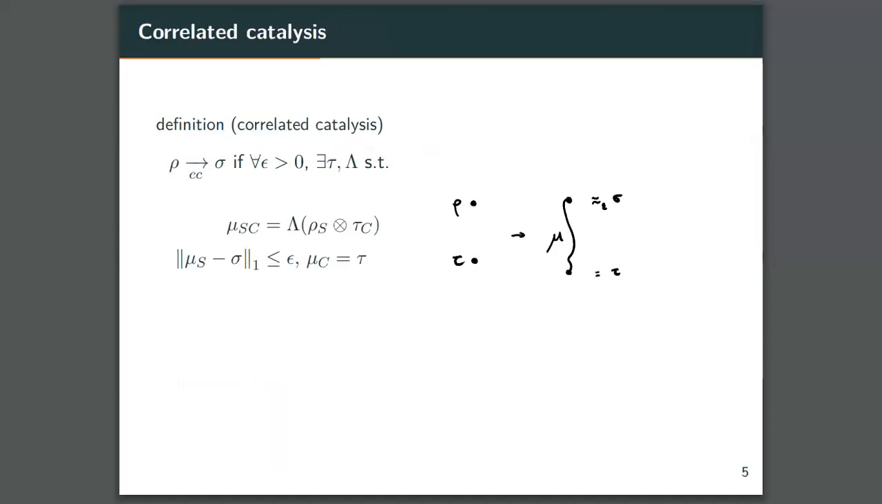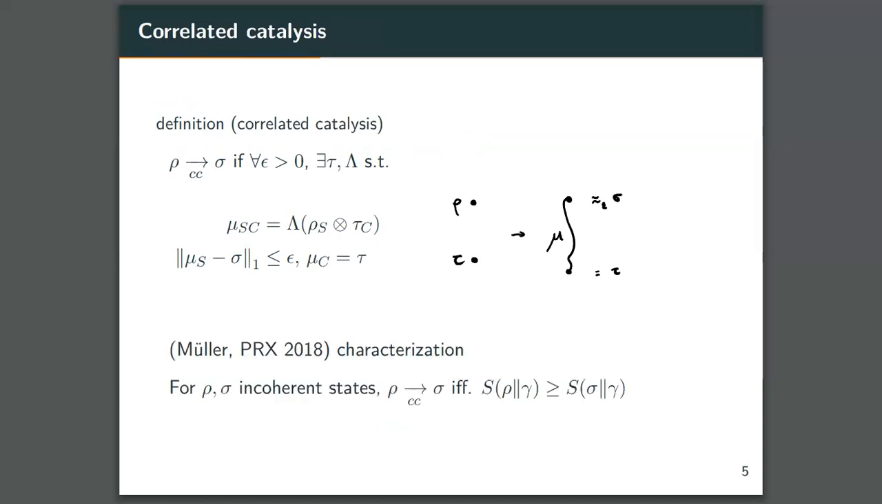Well, not really, because if you are happy with relaxing some conditions, if you don't require exact catalysis but allow some correlations in the final state, then you actually have a much simpler characterization. You get back the classical result: if you have two classical states, rho can be transformed to sigma by correlated catalysis if and only if the free energy is ordered. It's very nice, very beautiful.